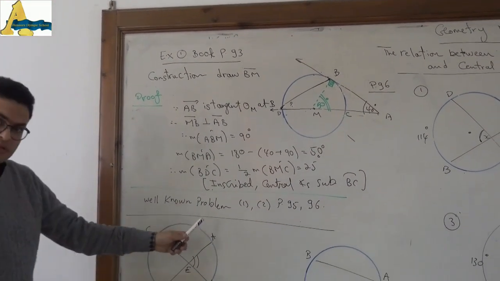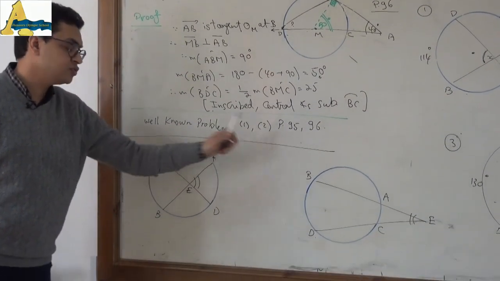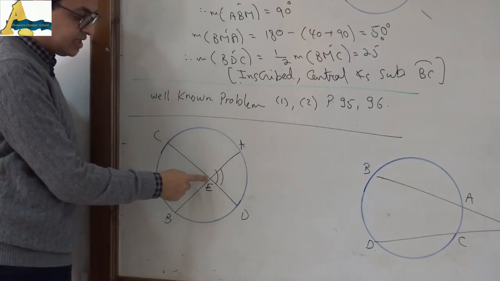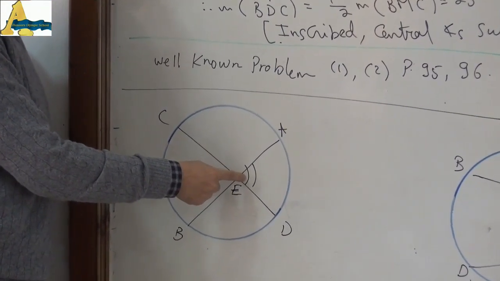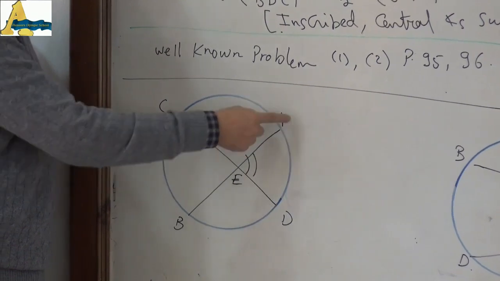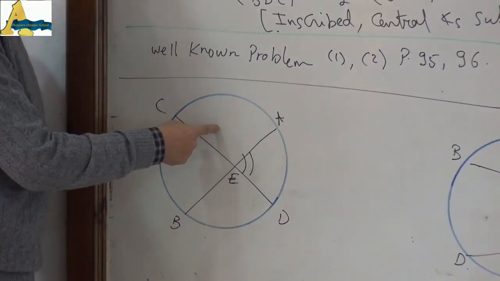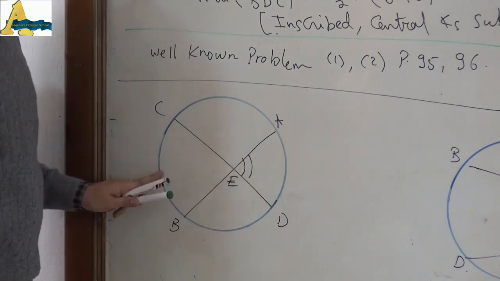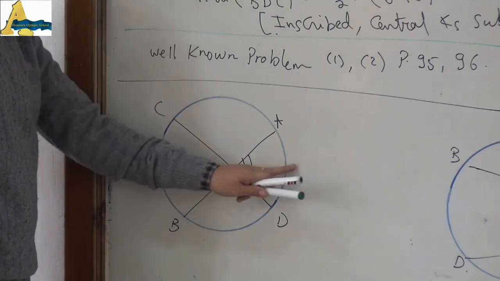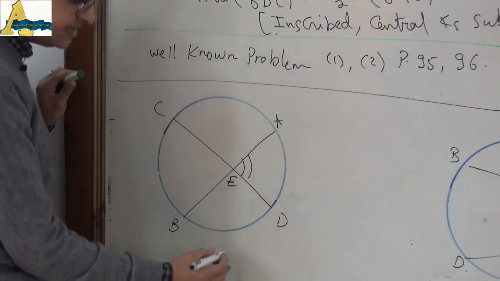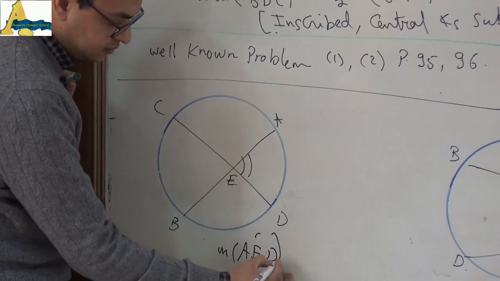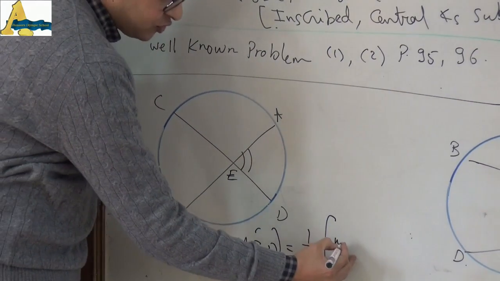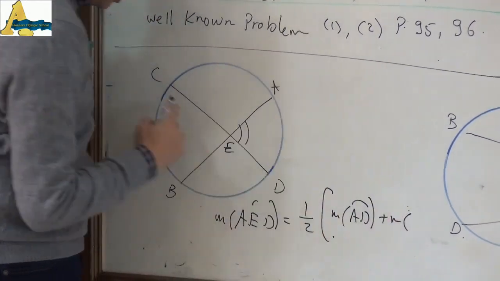After that, you have two well-known problems, book pages 95 and 96, 102. If AB and CD are two chords that intersect at point E, to find the measure of the angle included from intersecting two chords inside the circle, the measure of this angle equals half the sum of the measures of the two opposite arcs. That means the measure of angle AED equals half the sum of the two opposite arcs, half the measure of arc AD plus the measure of arc BC.